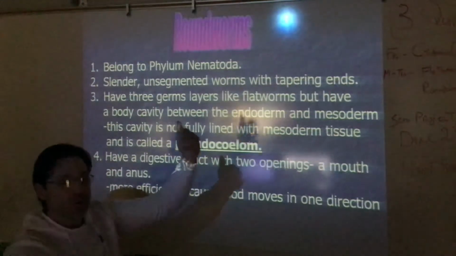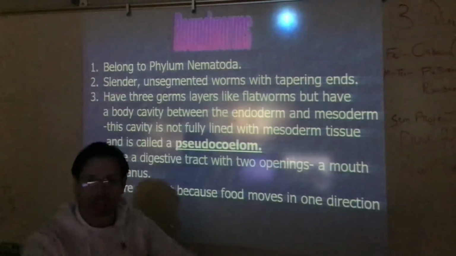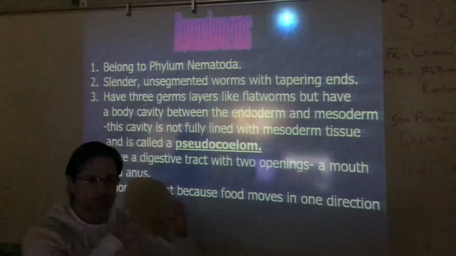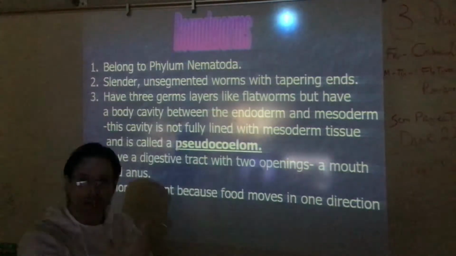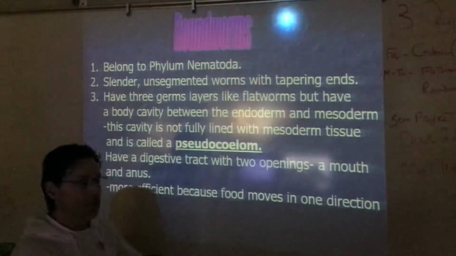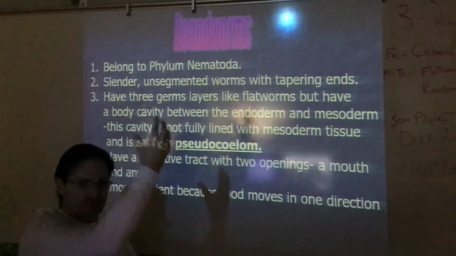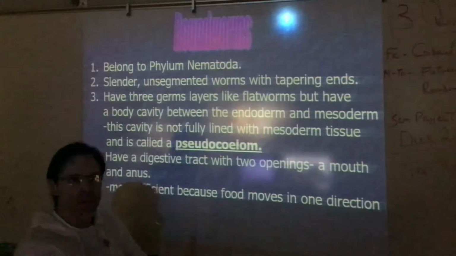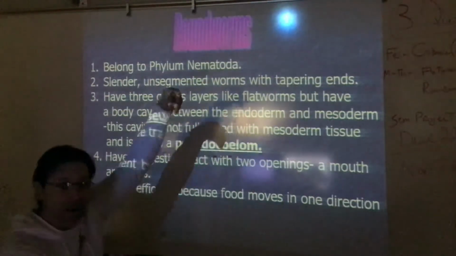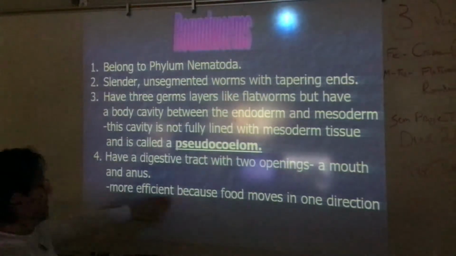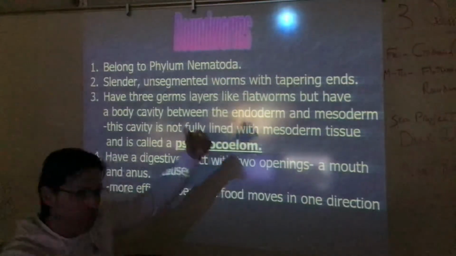Meaning we don't have, like the Cnidarians, where everything comes in one opening, breaks it down, and spits it back out, and even flatworms. We have a true two-opening system, a mouth and an anus, where the digestive tract works from point A to point B through the entire body mass, okay? It's definitely more efficient because food is only moving in one direction.